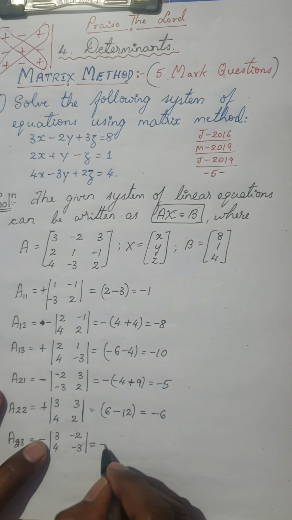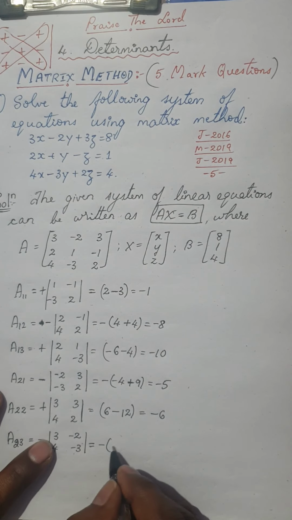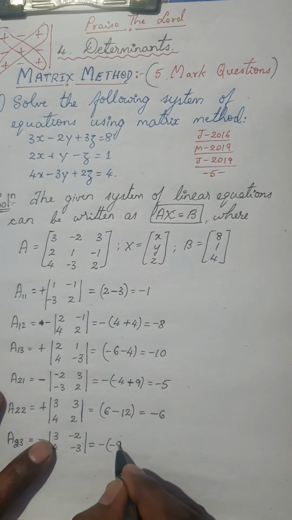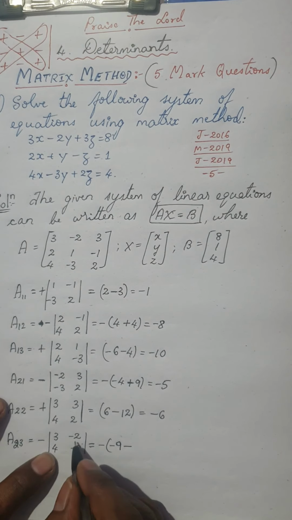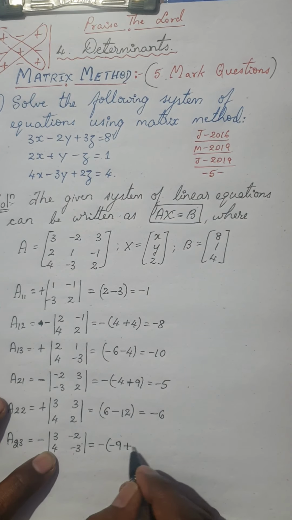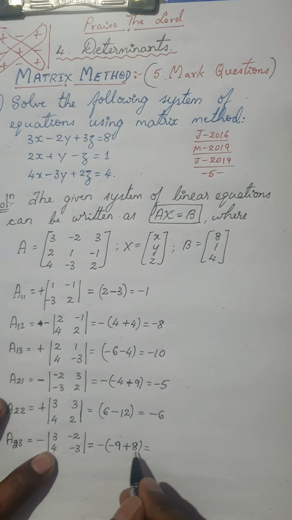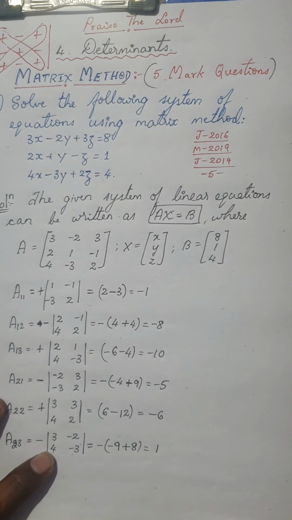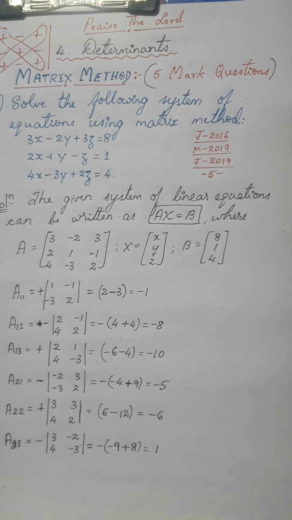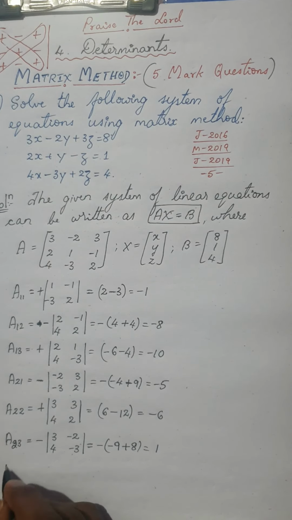So I have minus outside, keep it minus. 3 into minus 3 is minus 9. Okay. Minus 4 into minus 2 is minus 8. So this becomes plus 8. This is nothing but, what is minus 9 plus 8? You will get minus 1. Because I have minus outside, this becomes plus 1. Is it clear?